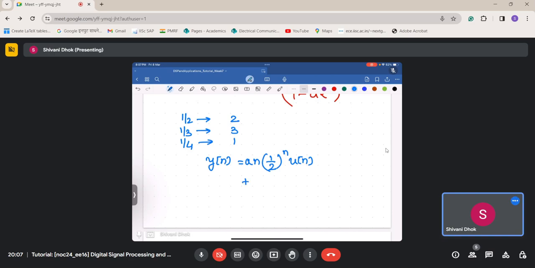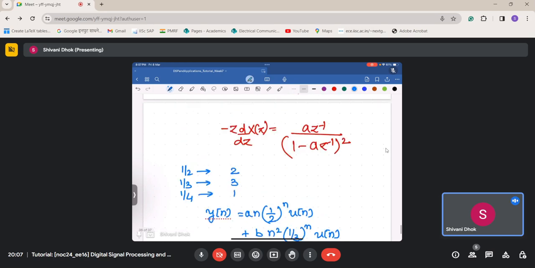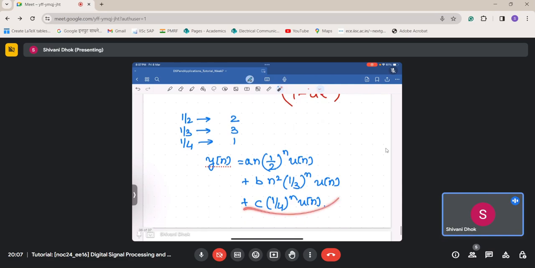Similarly, for 1 by 3 it will be n square into 1 by 3 to the power n u[n] plus c into n cube, c into, it is just of multiplicity 1, so 1 by 4 to the power n u[n]. So just be careful, this is just an approximate equation, so that's why we are not caring about whatever term we are getting here. So this is how we'll solve it. Does it answer your question, sir?